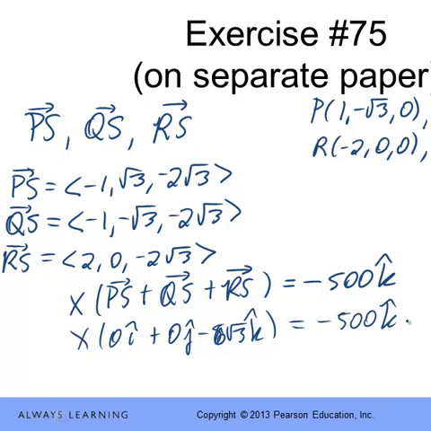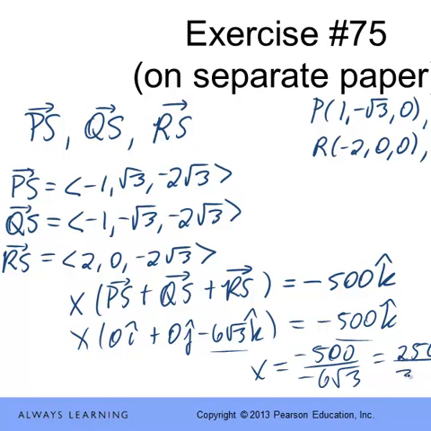Okay. So we have x times -6 √3 is equal to -500 k hat. So basically, you set the k hat components equal to each other. Solve for x. So x is going to be equal to -500 divided by -6 √3. Let me fix that real quick. Okay. So in other words, you got 250 over 3 root 3.